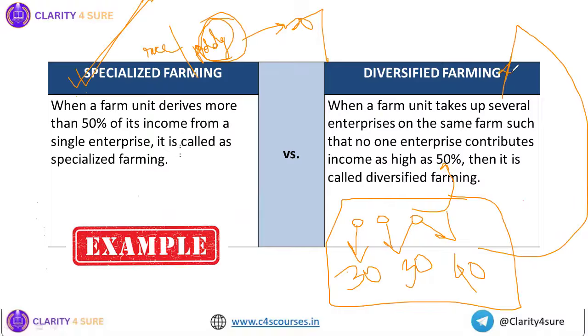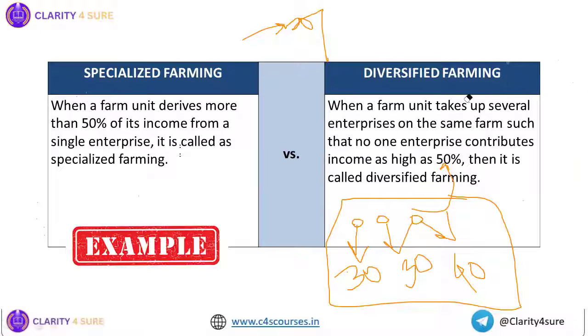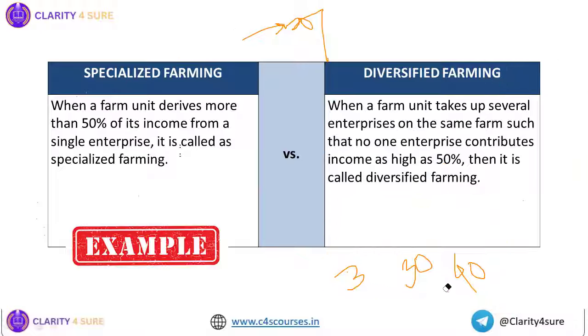Whereas the first two scenarios that we had seen, those are specialized farming, right? Because in case of diversified farming, it should not contribute more than 50%, right? So therefore, this is your diversified farming, right? Okay.